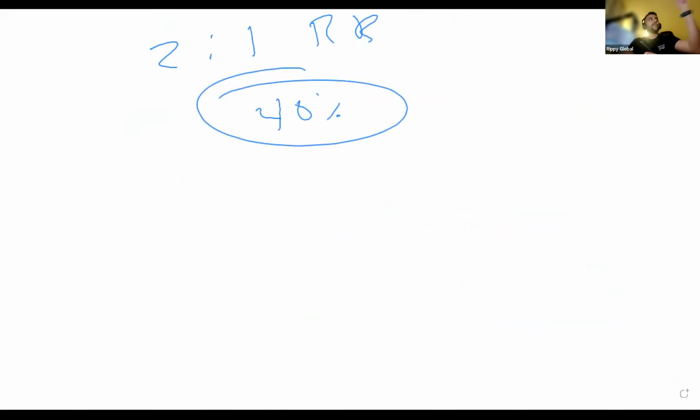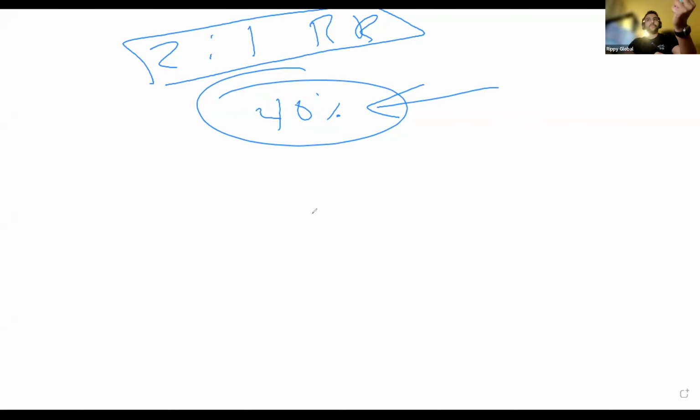I bet you here, everybody in here, there's like 70 people in here, I know for a fact, if you look at your win rate, a lot of you guys would be sitting at 40%. Some of you guys even less. If you're the type of trader whose win rate is absolutely terrible, focus on 2-to-1 RR. 2-to-1 RR in the long run is always going to be better for you.